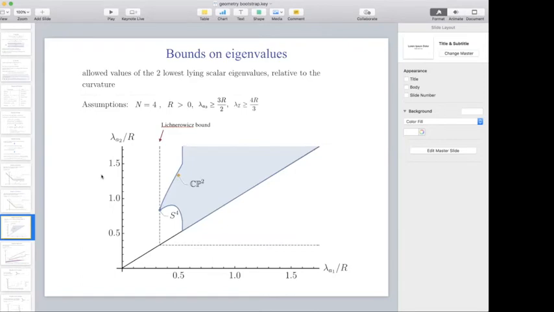Here's another kind of exclusion plot. Here we're looking at the two lowest eigenvalues, lambda 2 versus lambda 1, in units of the background curvature. So now we're talking about a background space which is positively curved. We've shown here just 4 dimensions for illustrative purposes, and there's a few assumptions that we had to impose to get this plot. Here there's actually a non-trivial kink where the sphere lives, where S4 lives. Here's the Lichnerowicz bound, which was saturated only for these conformal scalars, which live on the sphere.